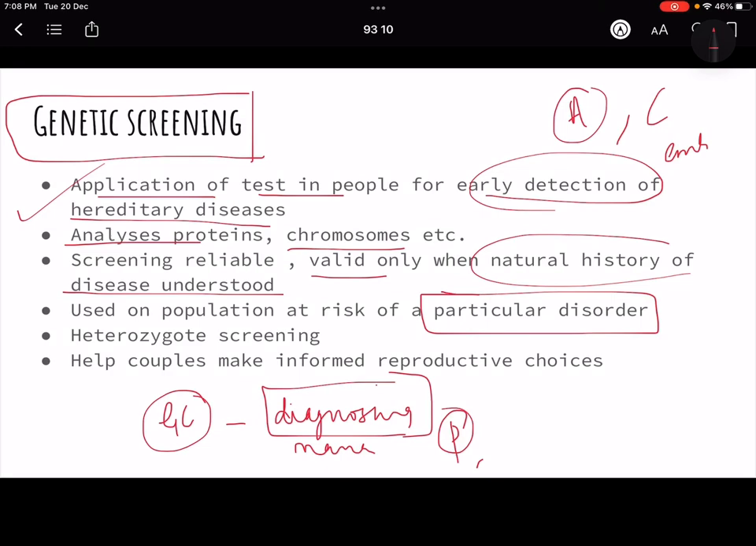For example, I am living in an area where people have thalassemia, right? So then what will happen? I will have to go and get checked for it, okay.